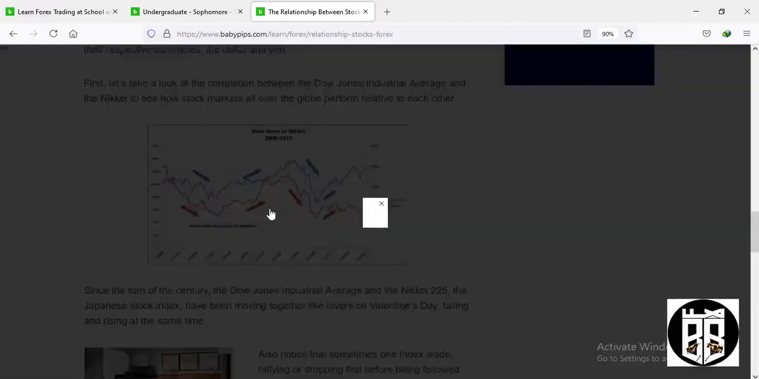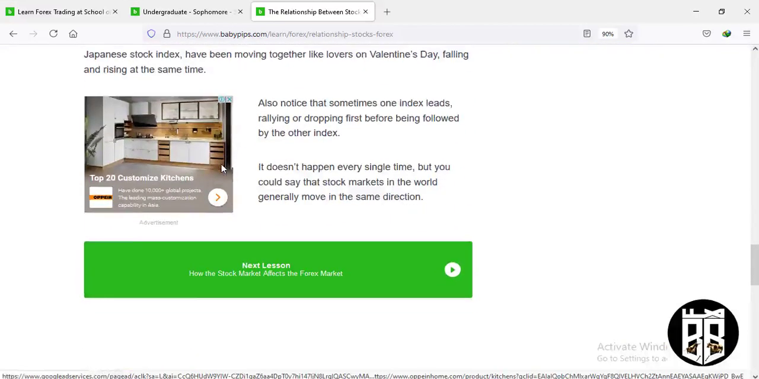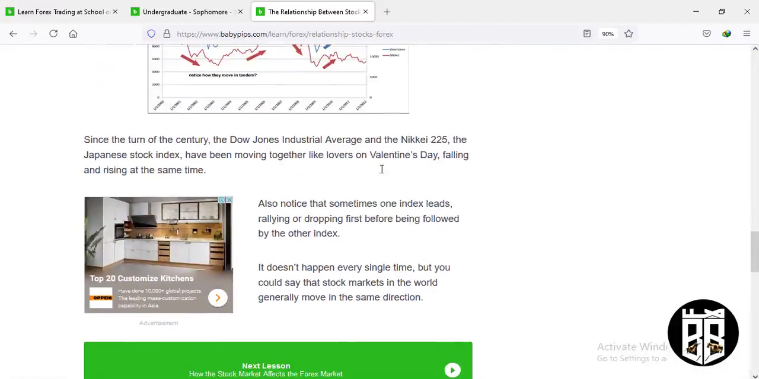So let's see. Okay, it's coming. The red line you're seeing is the Nikkei in Japan, and the blue line you're seeing is the Dow Jones. Now look at how it's moving. It's almost not going in the same direction. Sometimes it almost flowed in the same direction, at other times it went the opposite way. So use this however you want to use it, but know that you can use the stock market to gauge price movement of the forex market.